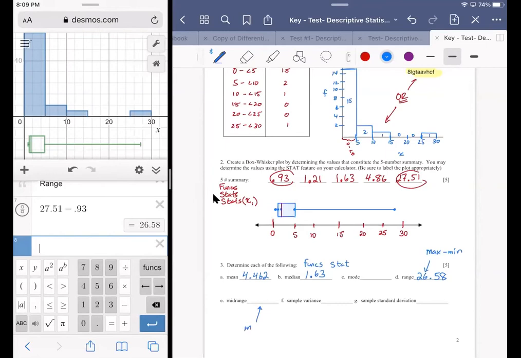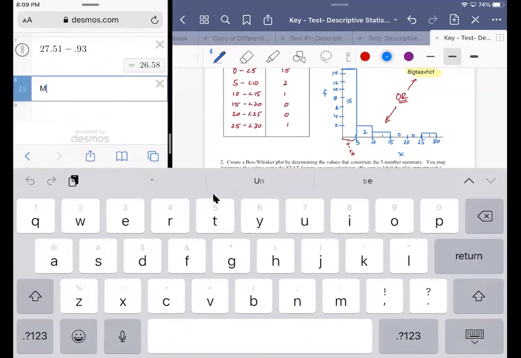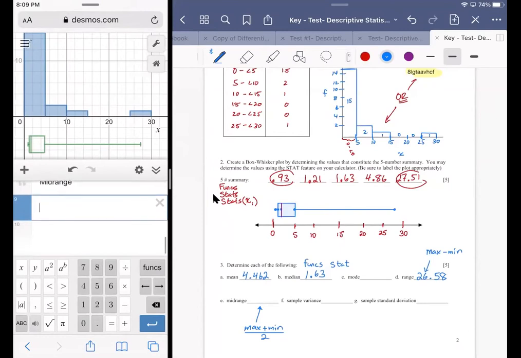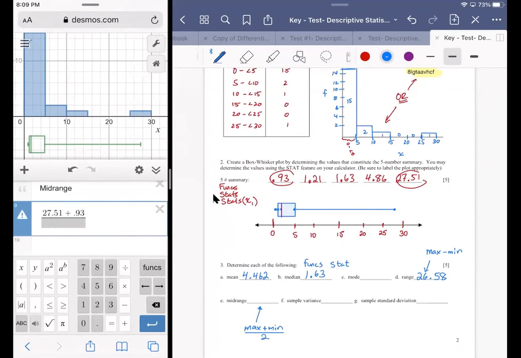To figure out the mid-range, it's max plus min divided by 2. So it's the average of the maximum and minimum values. All right. So I'll make a little note here, mid-range. So I'm going to do 27.51. So I used the division bar first, 27.51 plus 0.93 divided by 2. And that gives me my mid-range of 14.22.